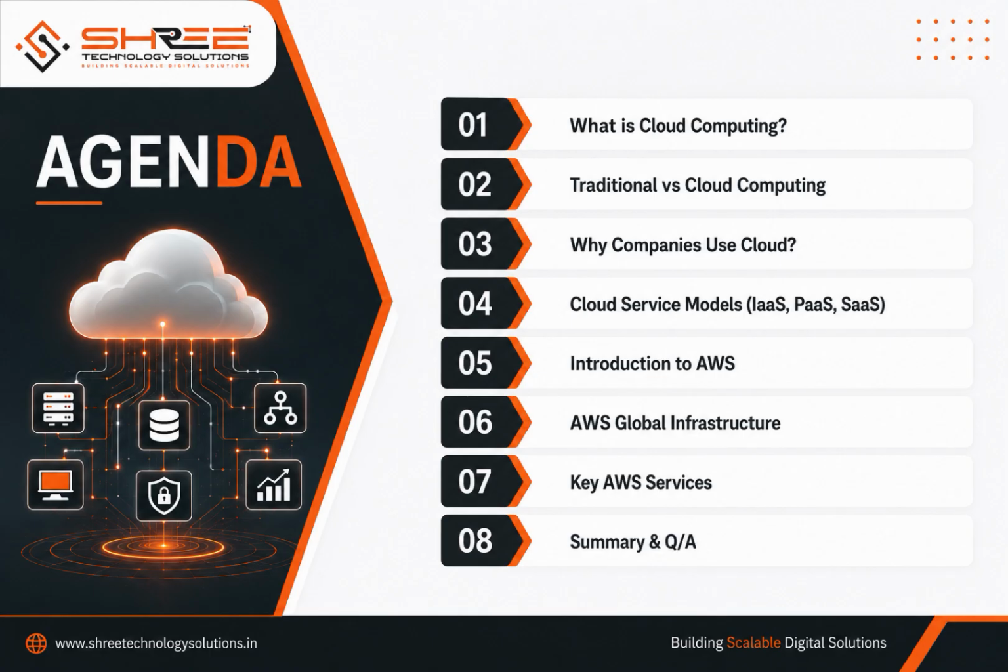After that, we will explore the three major cloud service models: infrastructure as a service, platform as a service, and software as a service. Once we understand the fundamentals, we will move toward Amazon Web Services, or AWS, and learn about its global infrastructure and key services. Finally, we will summarize the important concepts and answer some common questions. Throughout this session, we will focus on four important characteristics of cloud computing: scalability, security, reliability, and cost-effectiveness. So, let's begin our journey into cloud computing and AWS.